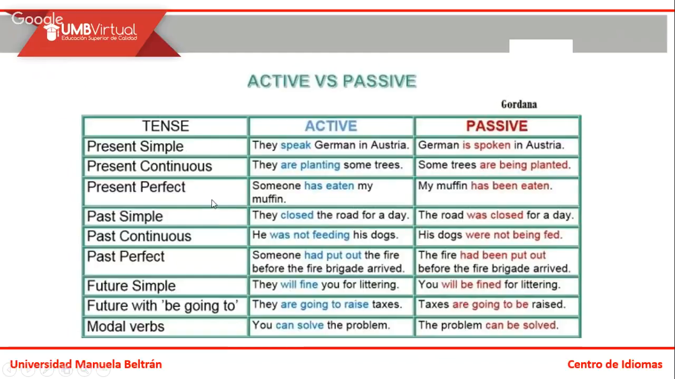Entonces ya vimos el presente perfecto. Ahora recordemos que aquí conjugamos el verbo have dependiendo del sujeto, pero en el pasado perfecto no. Para todos los sujetos utilizamos had. For he, for she, for it, for you, for we, had. Someone had put out the fire before the fire brigade arrived. Okay? The fire had been put out before the fire brigade arrived.